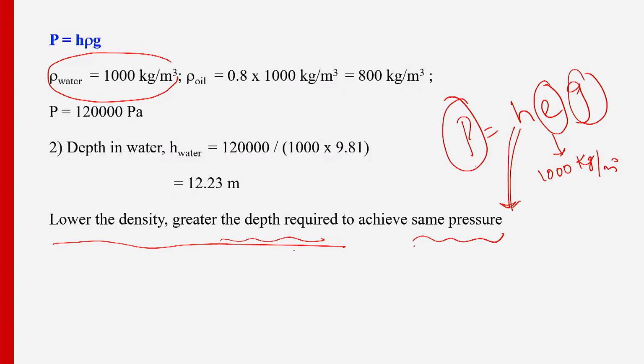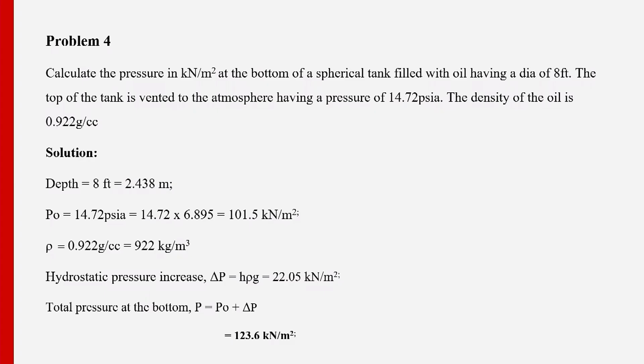Only then will we achieve the same pressure. Because we have oil in one case and water in the other, to achieve the same pressure we have to adjust the height of the column, the depth of the liquid. Only then can we get the same pressure for both liquids in this problem. So, we will discuss another one, which is again a very simple problem.